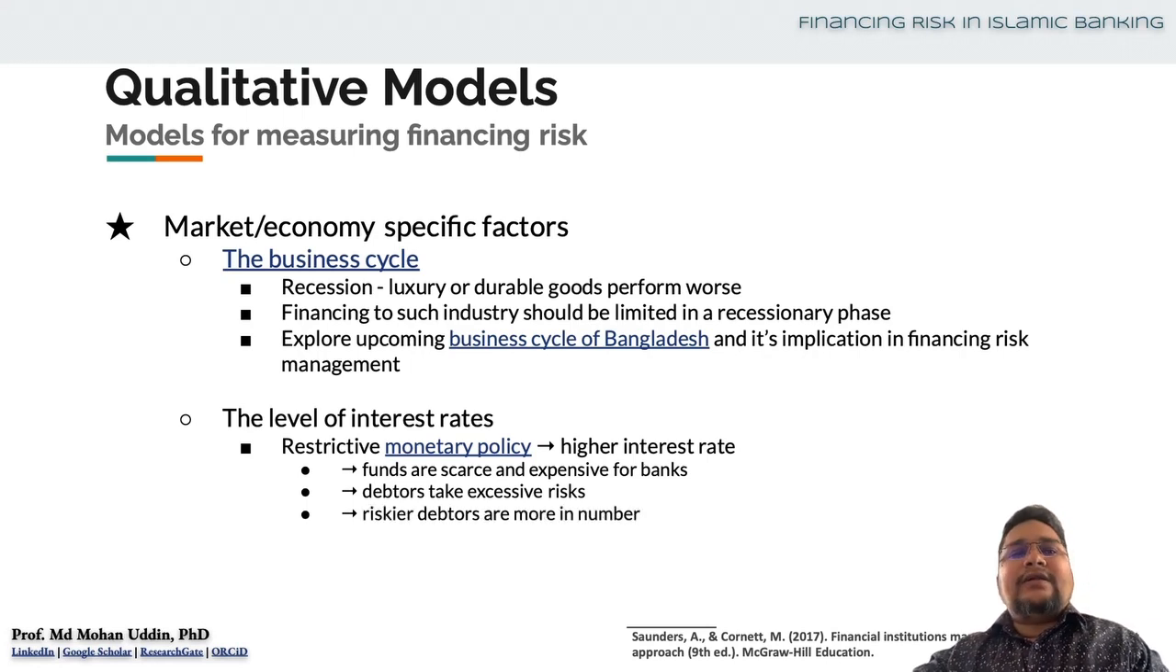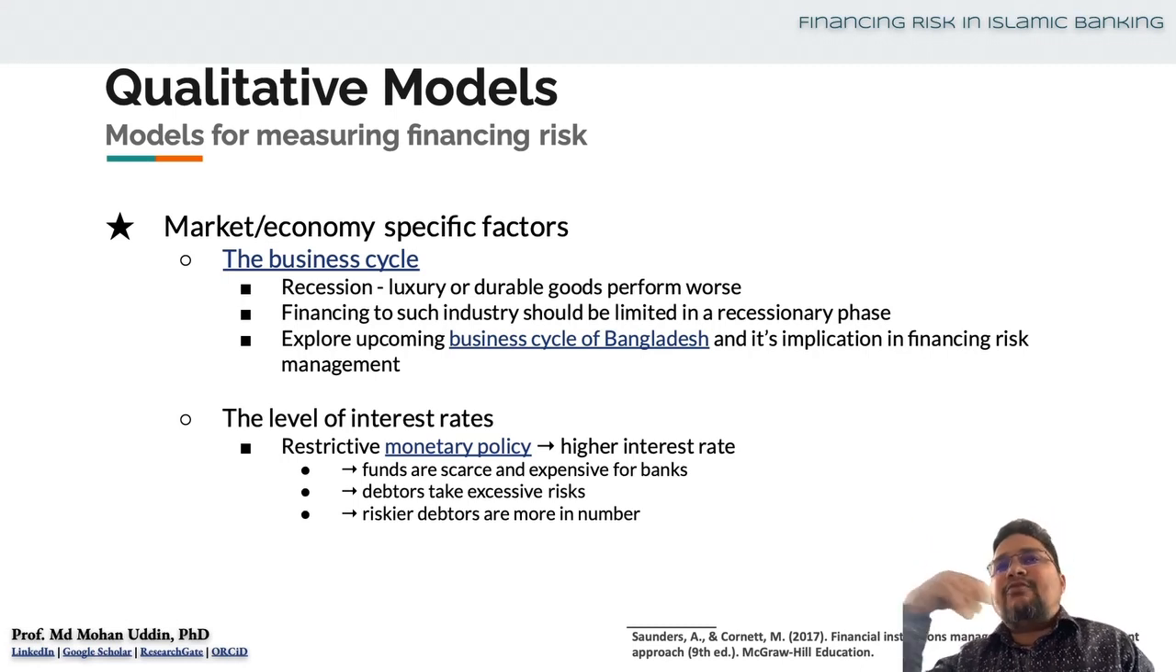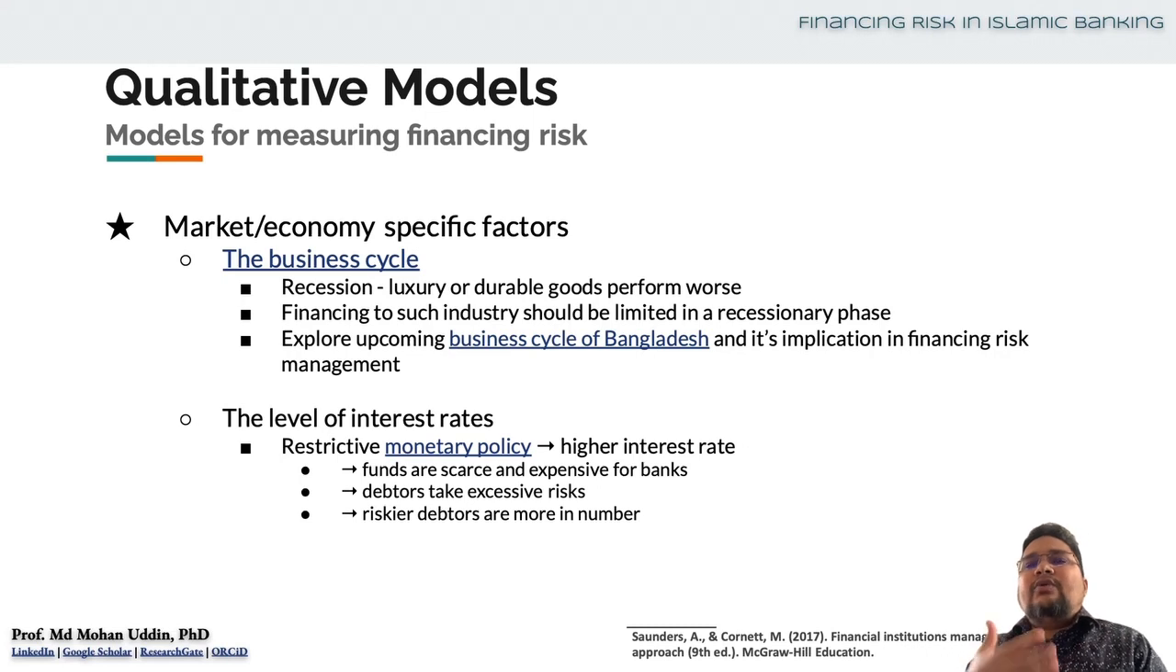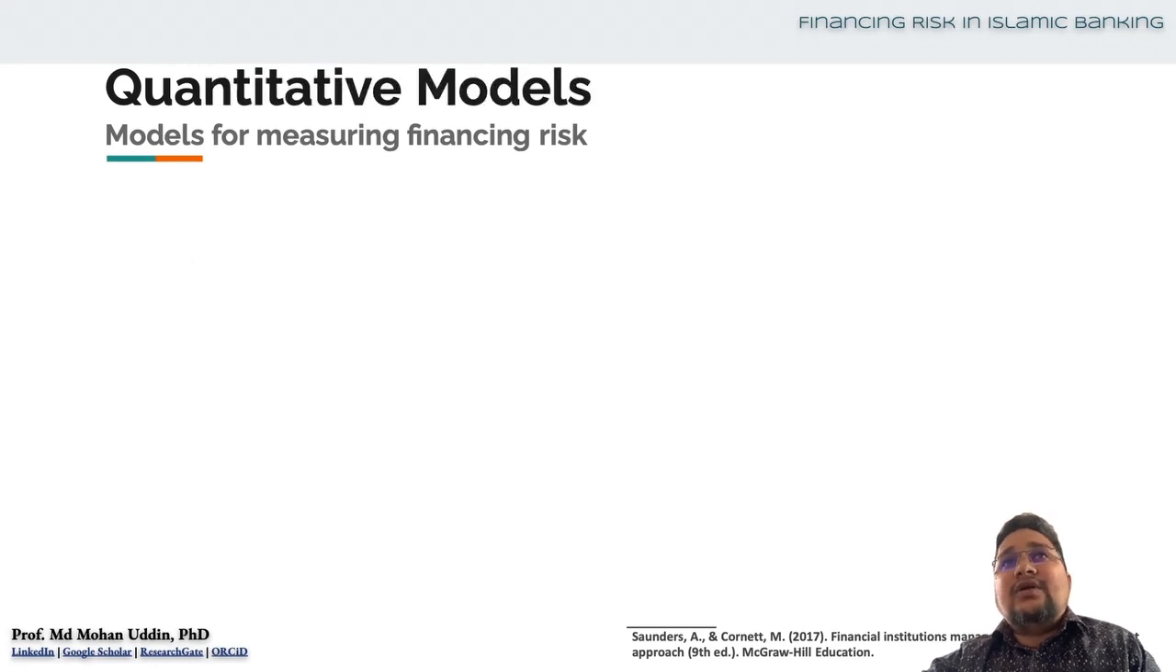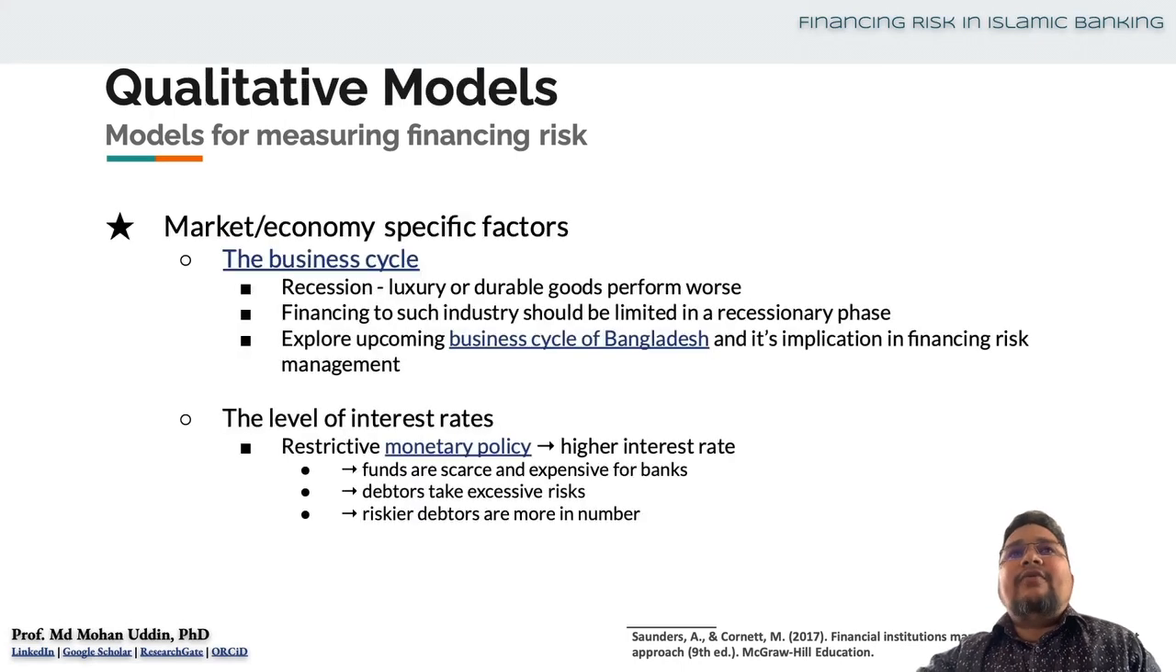So what will happen ultimately in the overall market? As a whole, the debtors, the deficit investors who seek funds from the banks, will become riskier. And we have to think about our customer, how our customer is affected by this. So these are some examples of market or economy specific factors.